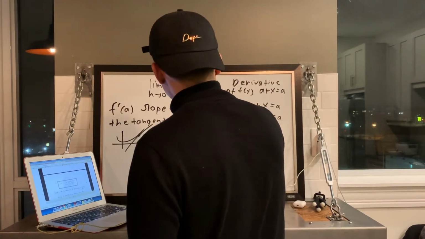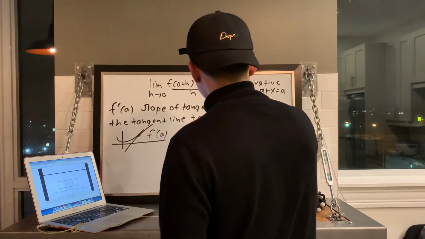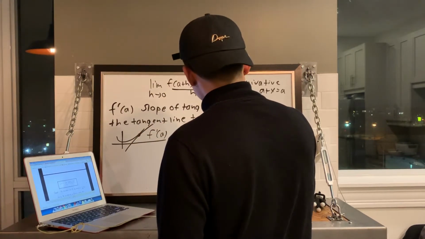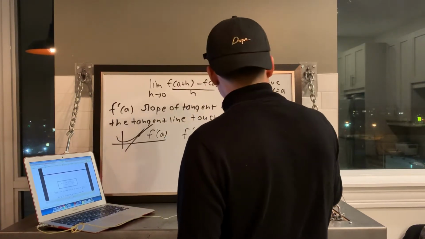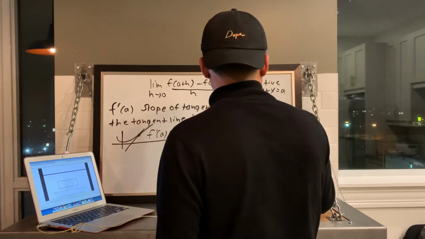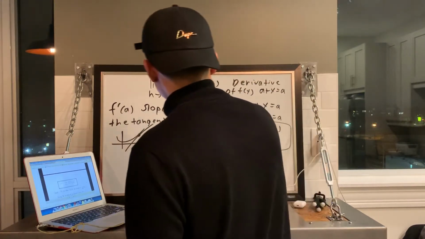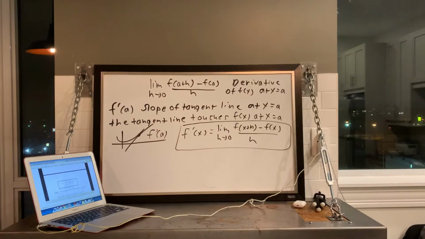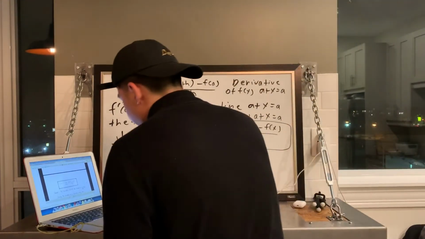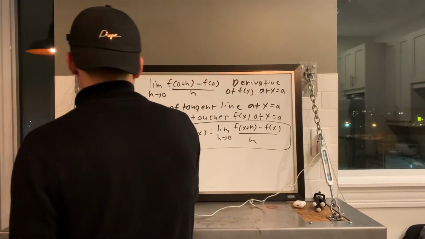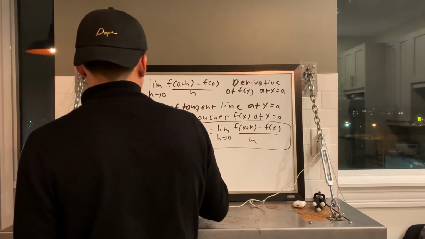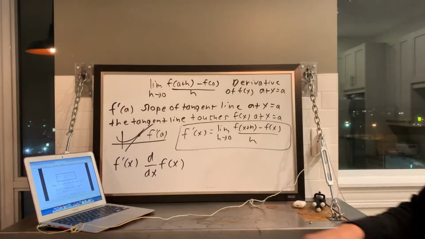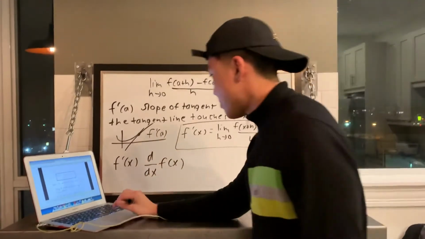So f prime of x is equal to the limit as h approaches 0 of f of x plus h minus f of x all over h. This is also known as the definition of the derivative. That's what that is if you've seen that in your textbook. F prime of x can also be written as d dx. That means the derivative with respect to x of that function, f of x.